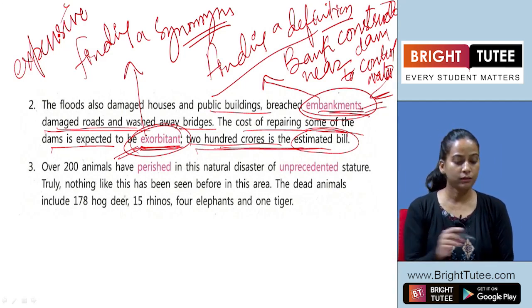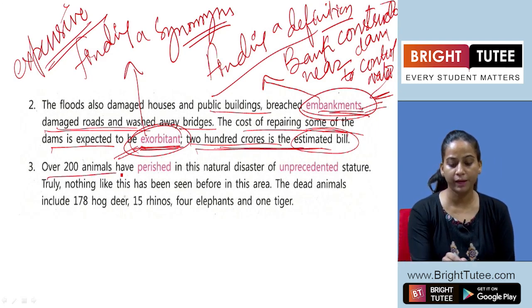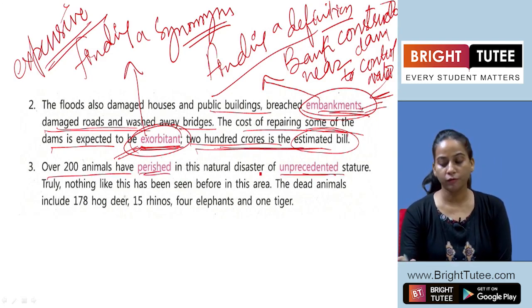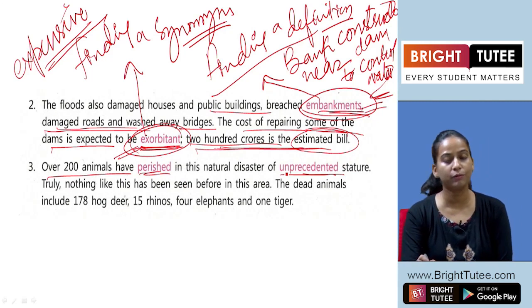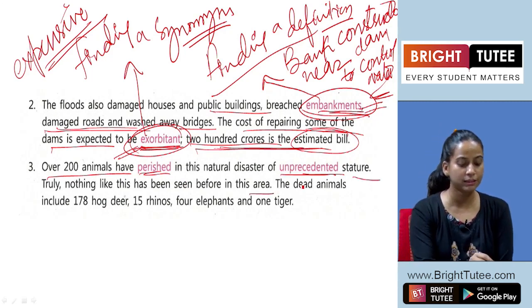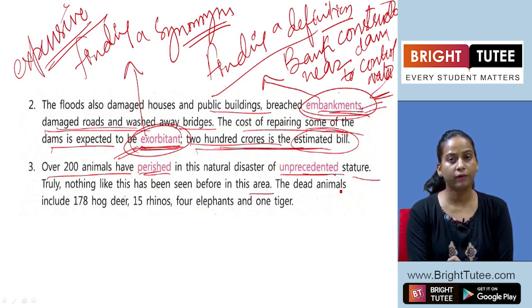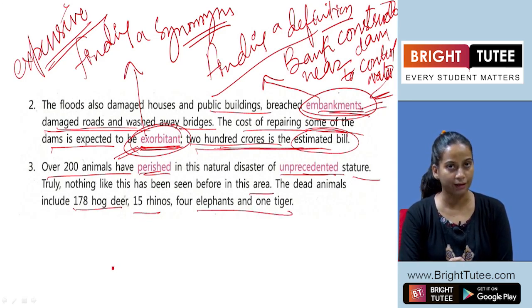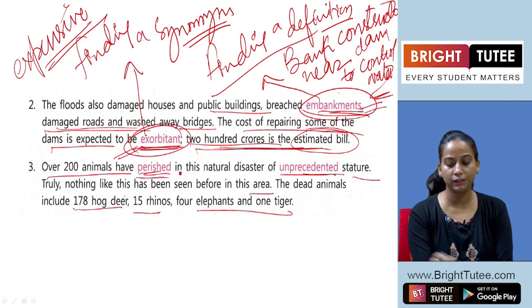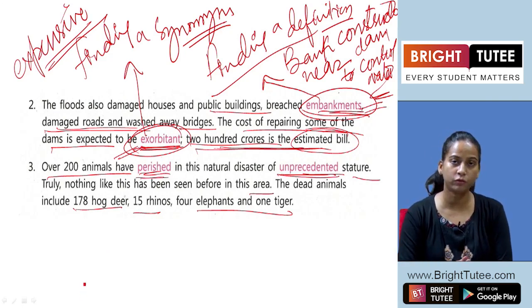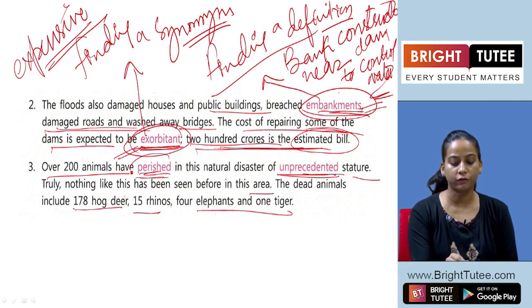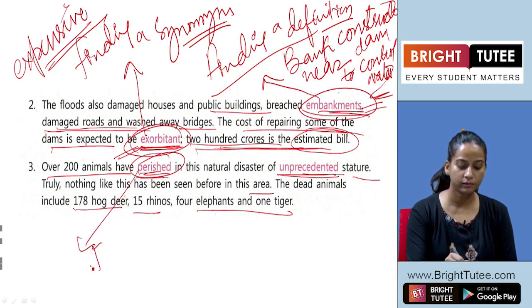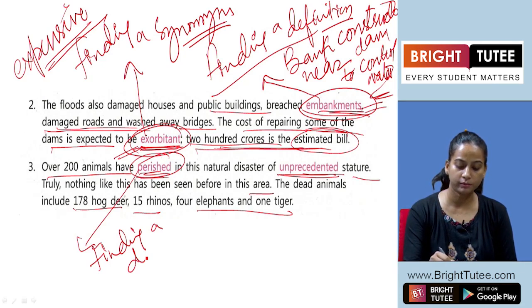Clear? The next one: over 200 animals have perished in this natural disaster of unprecedented stature. Truly nothing like this has been seen before in this area. The dead animals include 178 hog deer, 15 rhinos, 4 elephants and 1 tiger. So, here we have to understand the meaning of these two highlighted words, and mention which particular techniques we are going to use. So, look at this. While we are talking about perished, which technique are we going to use? Finding a definition can be there.